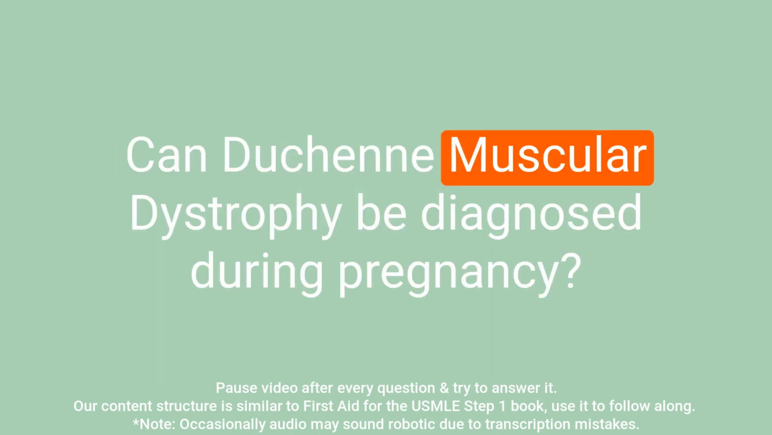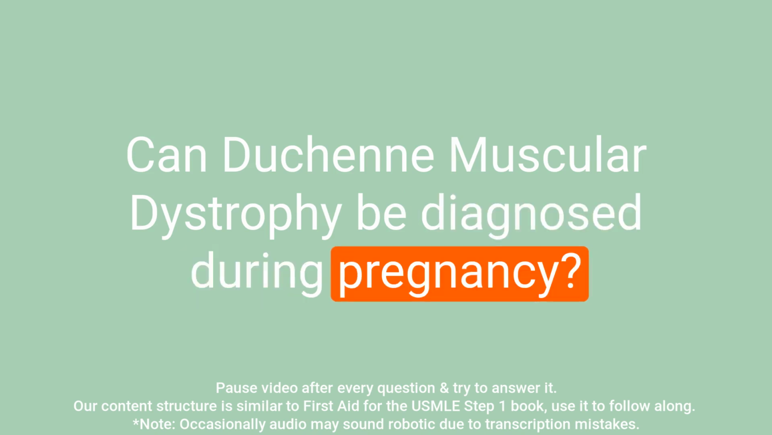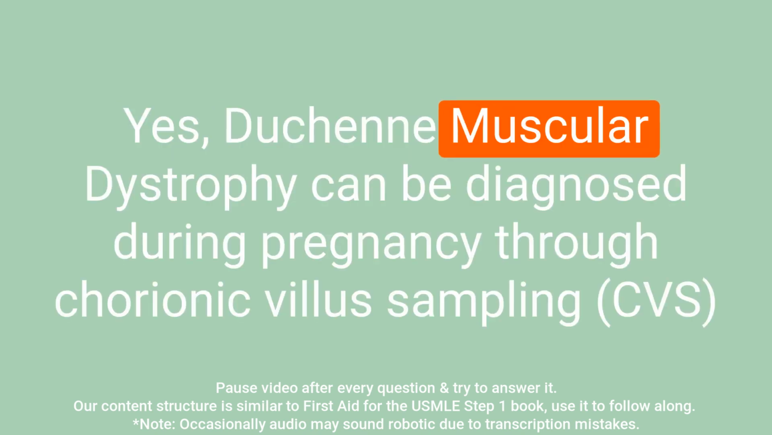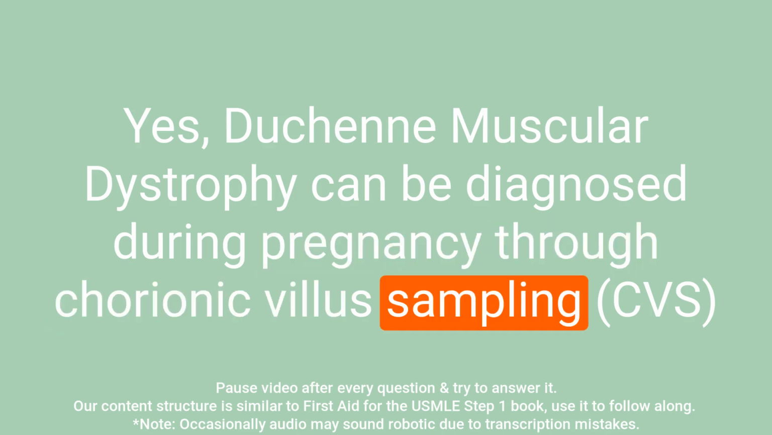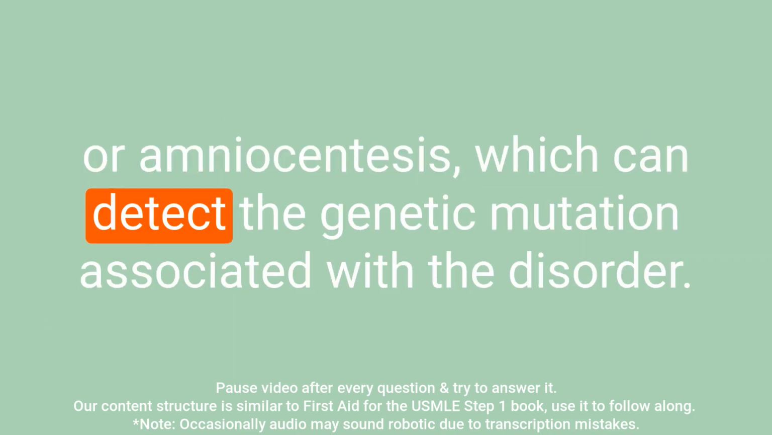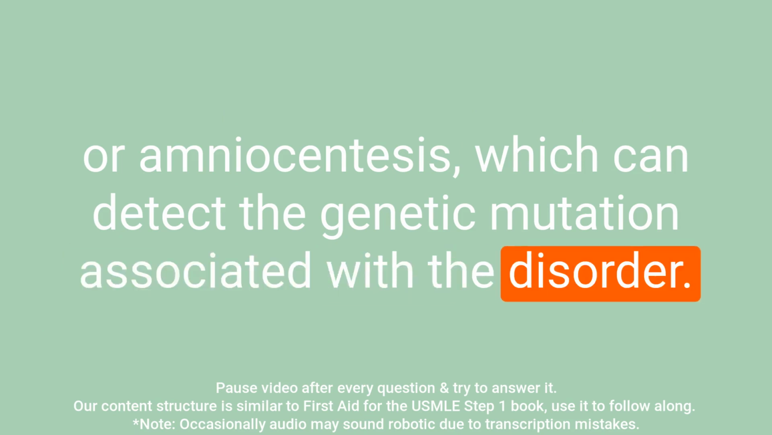Question: Can Duchenne Muscular Dystrophy be diagnosed during pregnancy? Answer: Yes, Duchenne Muscular Dystrophy can be diagnosed during pregnancy through chorionic villus sampling or amniocentesis, which can detect the genetic mutation associated with the disorder.